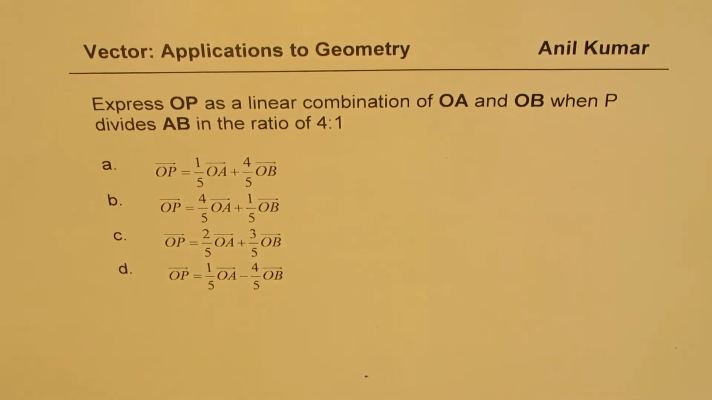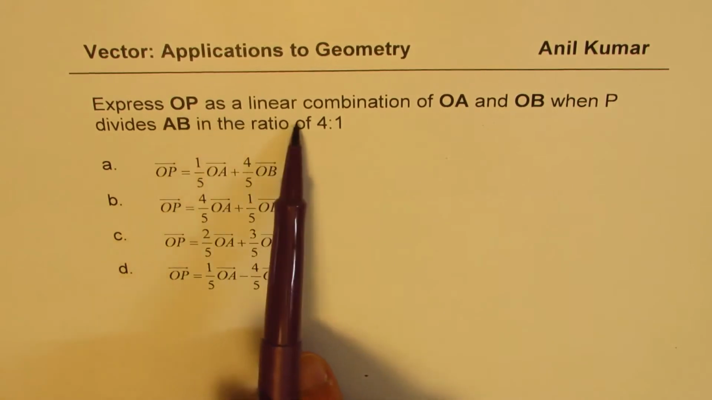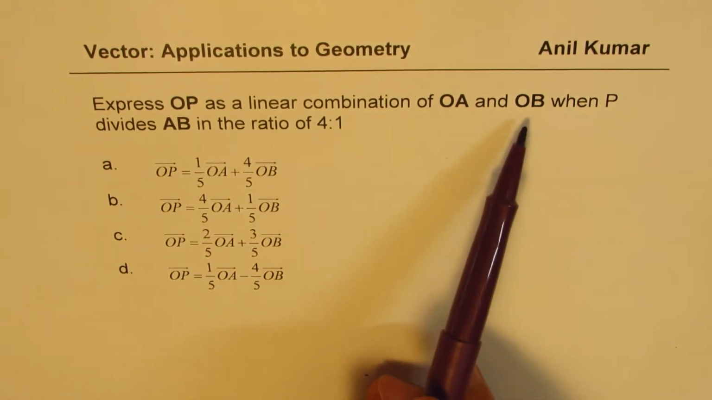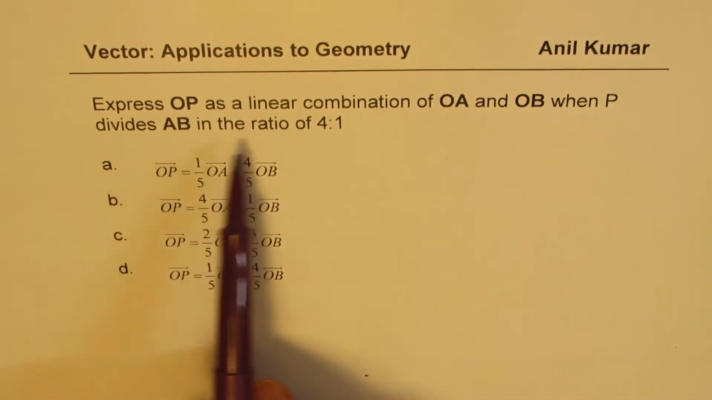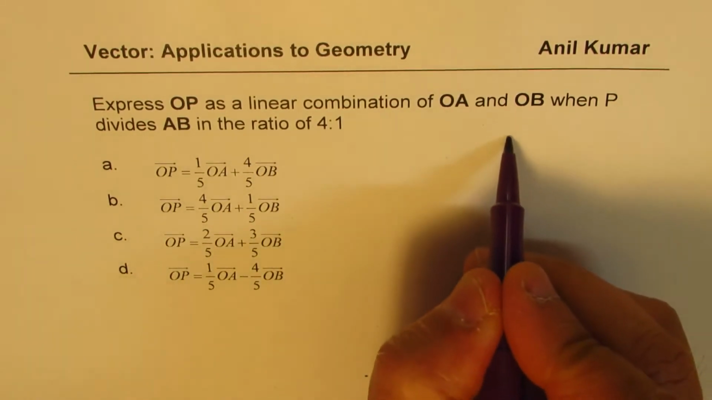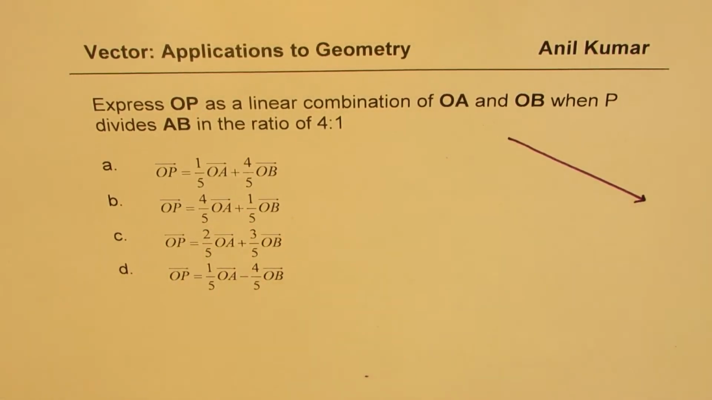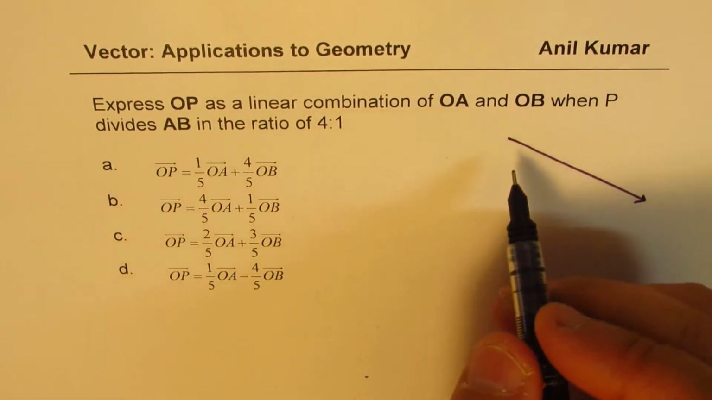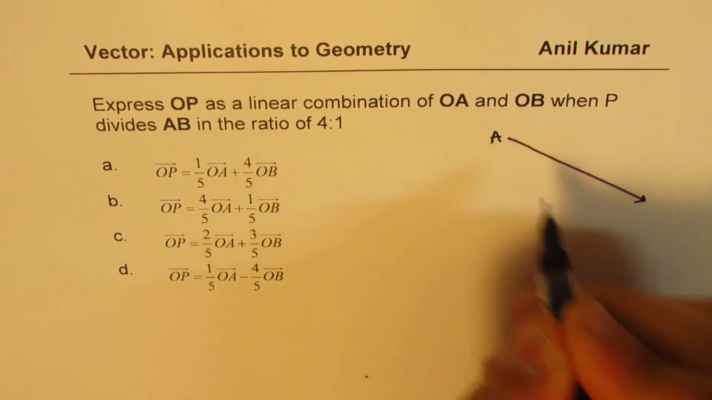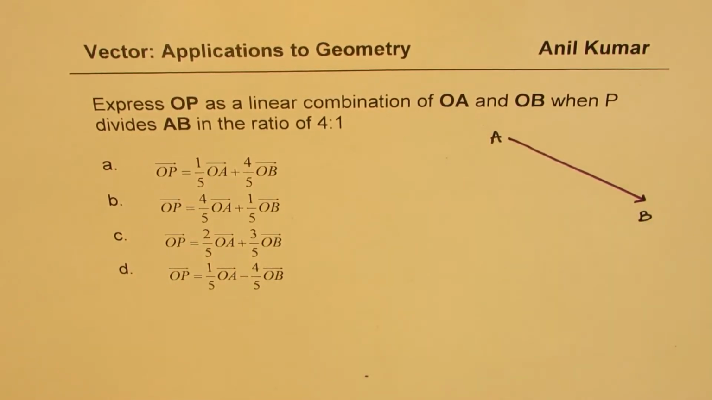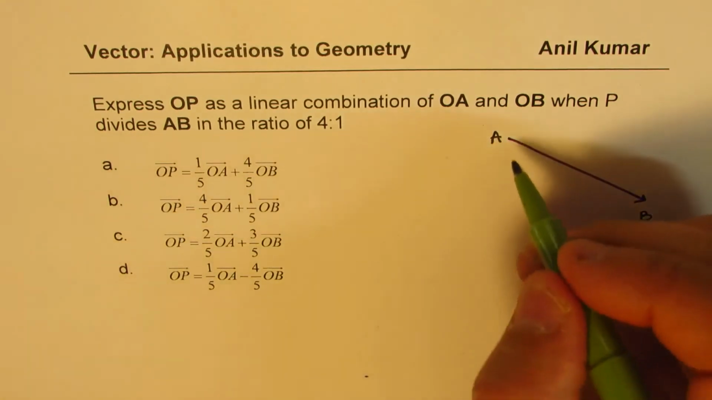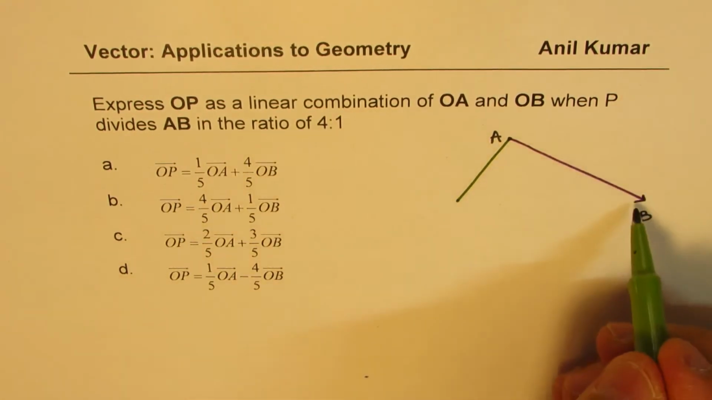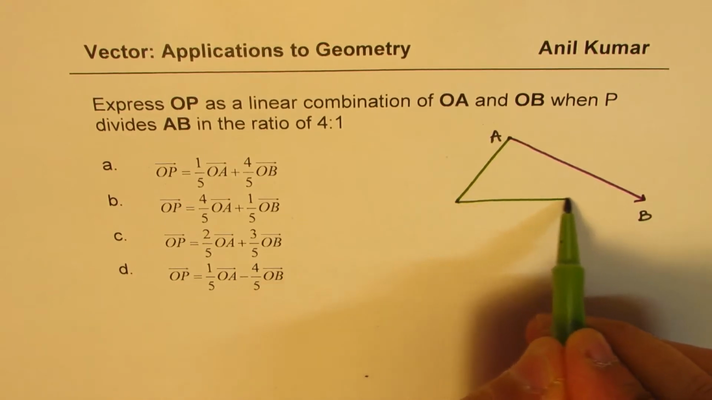Here is a multiple choice question based on division of line segment. The question here is, express OP as a linear combination of OA and OB when P divides AB in the ratio of 4:1. So let me sketch the segment for you from A to B. And we have an external point O. You can treat this as the origin, right? So this is your external point O.